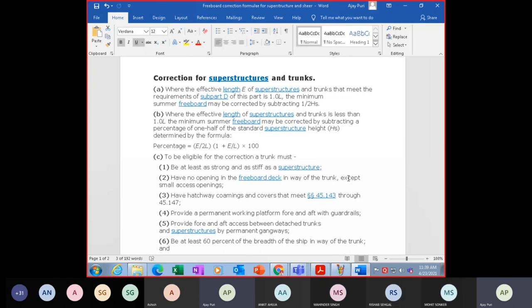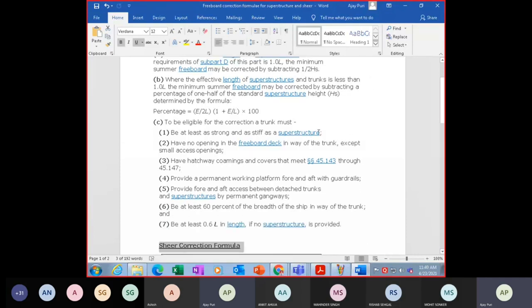And if the standard height of superstructure, say your hatch combing height, is equal to or more than your standard height of superstructure, which is as per your table, then that will also be considered; the hatch combing will be considered as a trunk. Now for trunk correction, your reduction can be done provided your trunk is at least as strong and stiff as superstructure. It has got no opening in the freeboard deck or in the way of trunk except very small access openings, that is for escape. The hatchways and combings which meet this requirement will also be considered as a trunk.